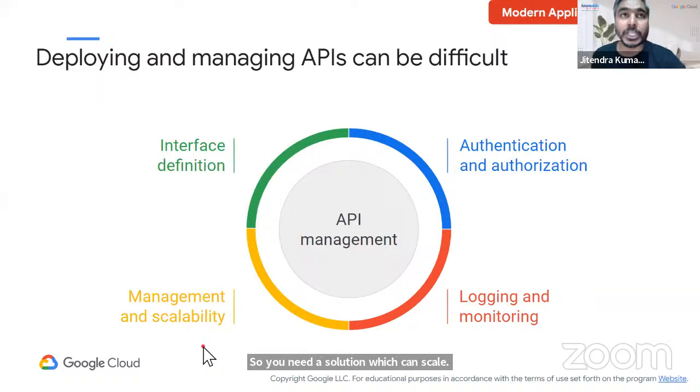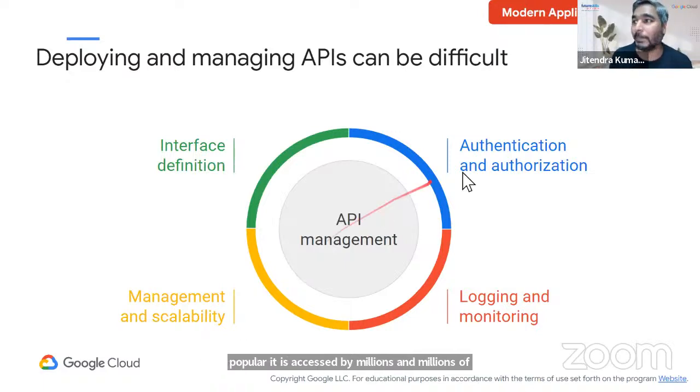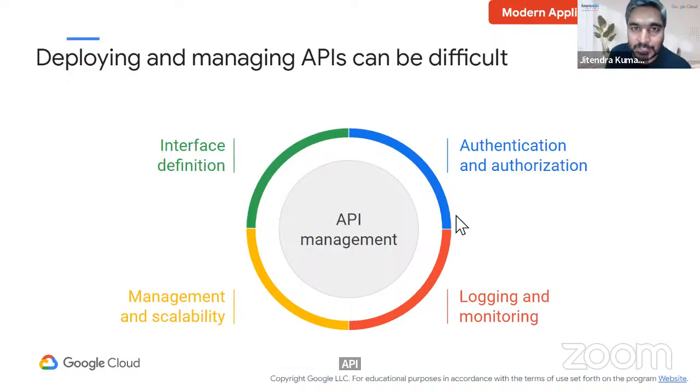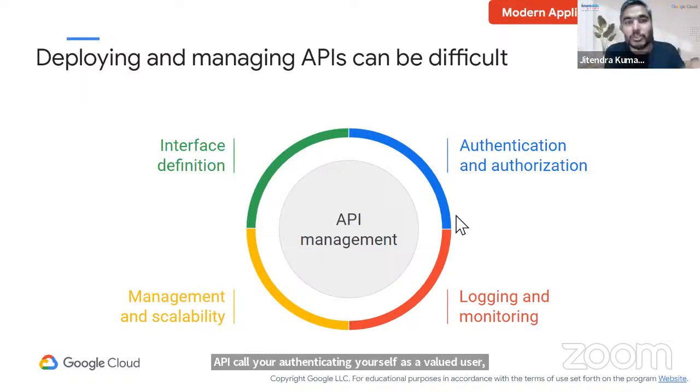It could be your application is accessed, and if it becomes popular, it is accessed by millions and millions of services and transactions are happening. Hey, not everybody can make an API call. Are you allowed to make that API call? Are you a valid user so that you can make that payment from your bank? Not everybody should be allowed to make a payment from your bank. Now, who is ensuring that? When you make an API call, you are authenticating yourself as a valid user, as the owner of that bank account that you are using to make that payment.